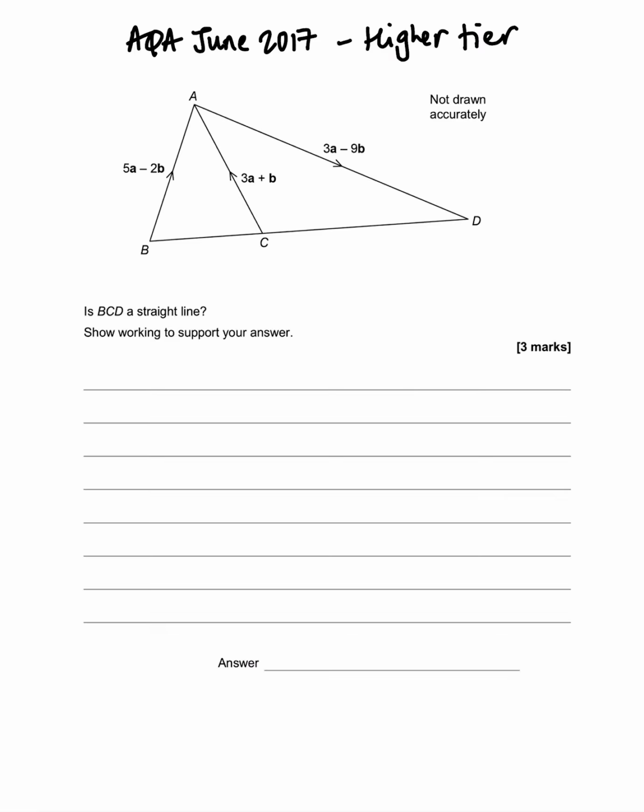Okay, so here we have a diagram and it tells us that it's not accurately drawn. So the key point to note here at this stage is we can't measure anything directly from that diagram. So the question asks us, is BCD a straight line? Show working to support your answer. So this is line BCD and we're asked if it's a straight line.